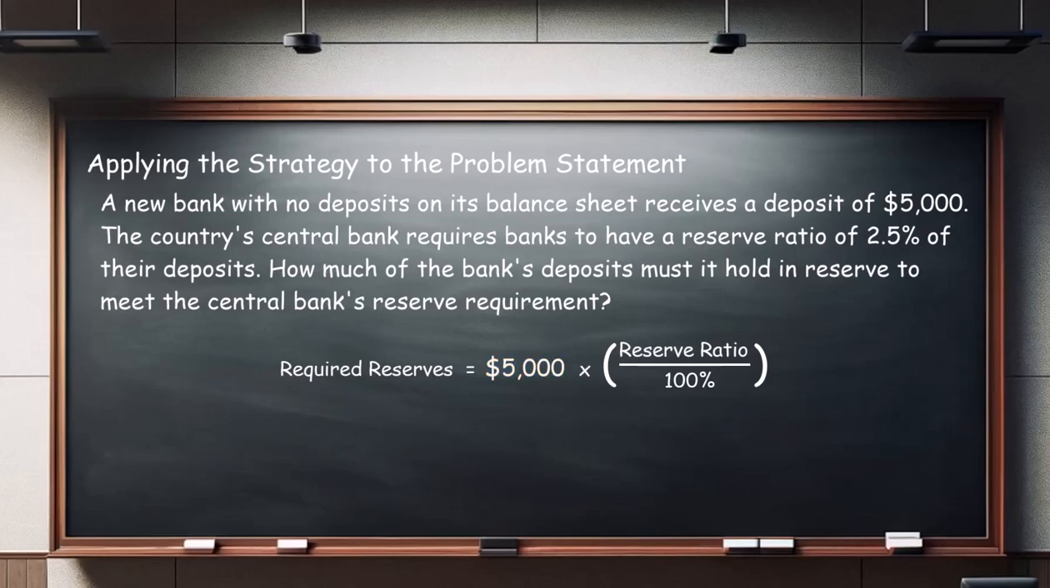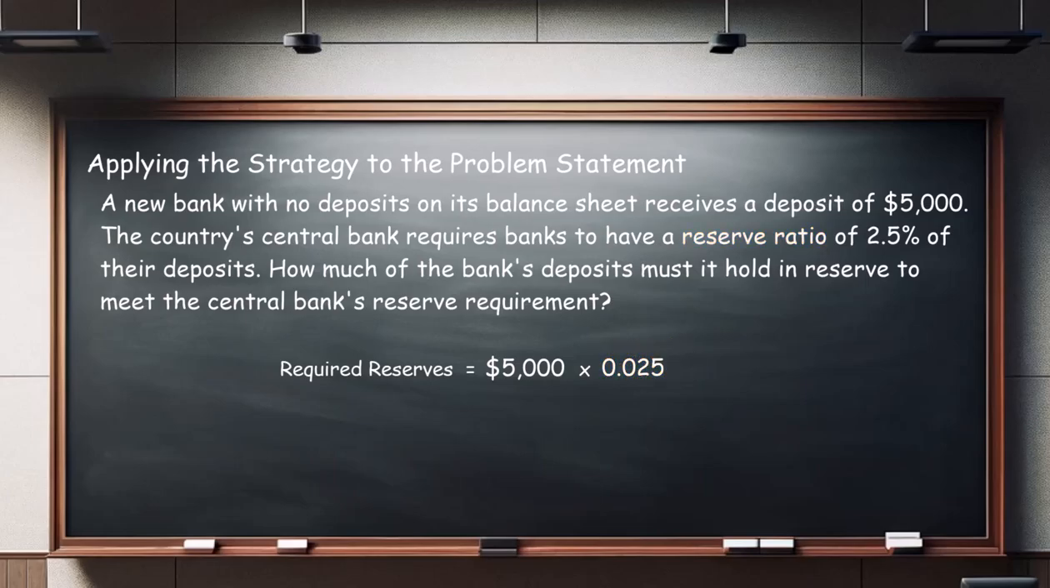3. From the problem statement, locate the reserve ratio and substitute it into the formula. In the problem statement, the central bank has set the reserve ratio to 2.5%. So, let's substitute 2.5% from the problem statement into the formula for the reserve ratio. 4. Divide the reserve ratio by 100%. The reserve ratio is 2.5%. So, dividing 2.5 by 100% is 0.025.